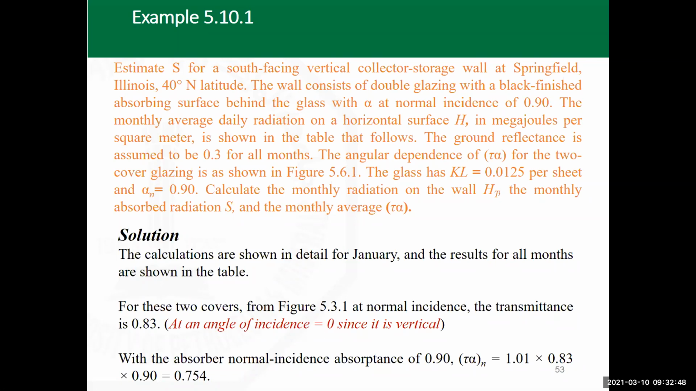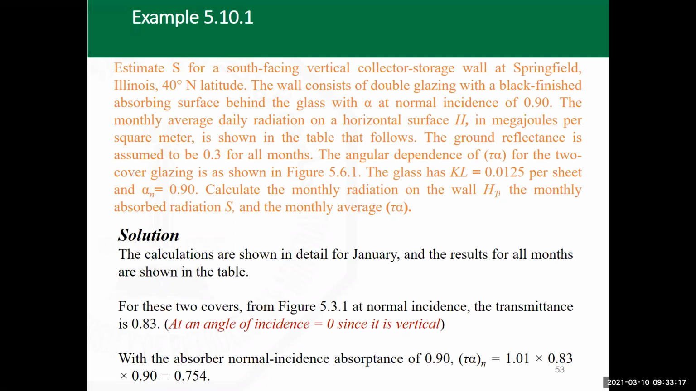I told you earlier that in this example, we are doing it for the month of January, and you can repeat it for the rest of the months. We have even looked at what values can change and what are going to remain constant. But this example here has been done, as you can see, to estimate S for a south-facing vertical collector storage in Springfield, Illinois, consisting of a double glazing.